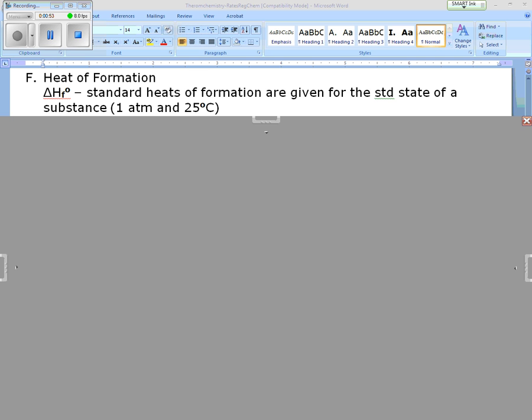But here's the kicker. The standard conditions in thermochemistry is not the same as the standard conditions for gases. The pressure's the same. It's still 1 atmosphere. But for gases, standard temperature was 0 degrees C. In thermodynamics, it is 25 degrees C. So that's room temperature, about 77 degrees Fahrenheit.